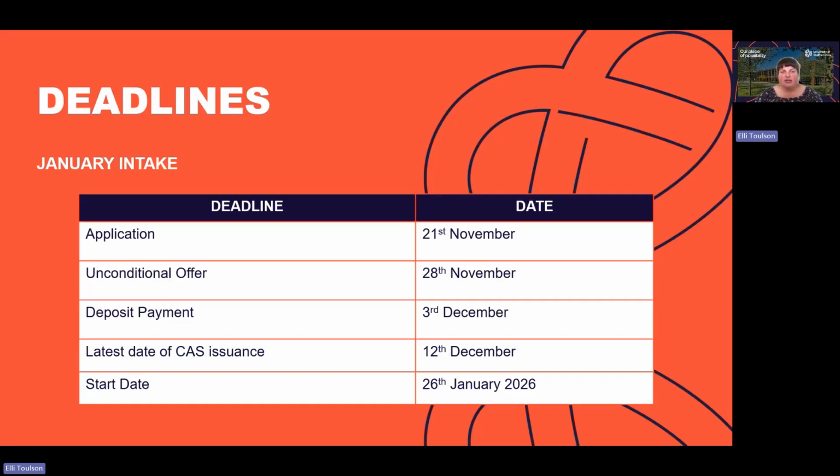So, deadlines that you need to be aware of. Everybody's already applied, as we've said. If you have yet to get an unconditional offer, the latest you can get an unconditional offer is the 28th of November. So please make sure you are working towards those conditions if you've not already. The latest date we will accept that deposit of £4,000 is the 3rd of December. So please, again, bear that in mind. And the latest date of CAS issuance is the 12th of December.